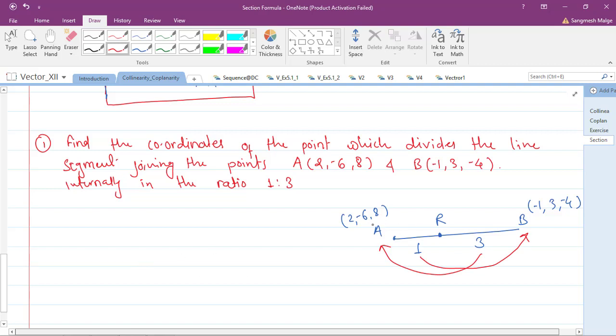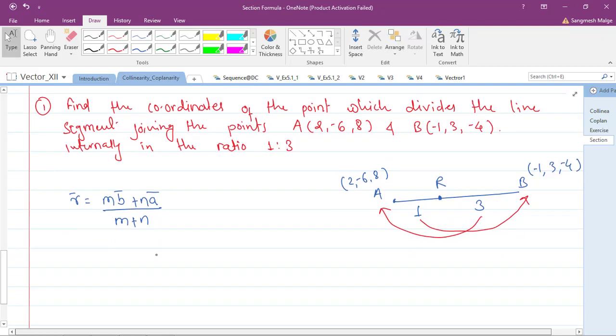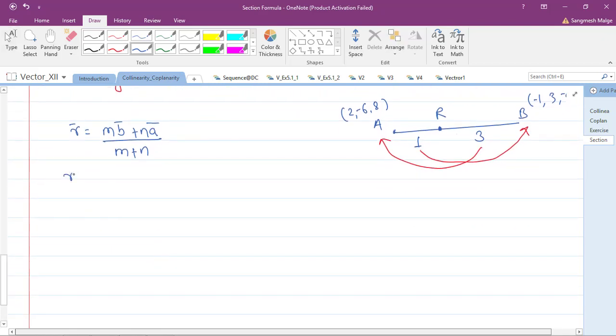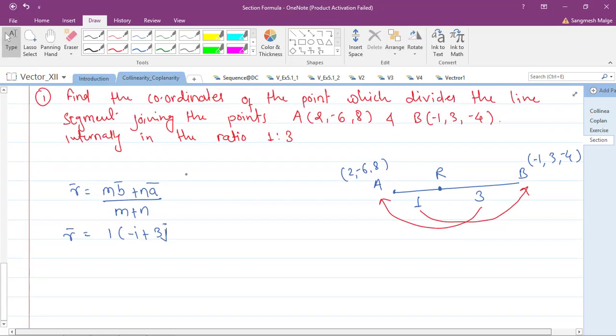Okay, so your R bar is equal to what? It is 1 into M B bar plus N A bar upon M plus N. So here the values of M and N are what? 1 and 3. So R bar is equal to, what is M? It is 1. What is B bar? It is minus I plus 3J minus 4K.